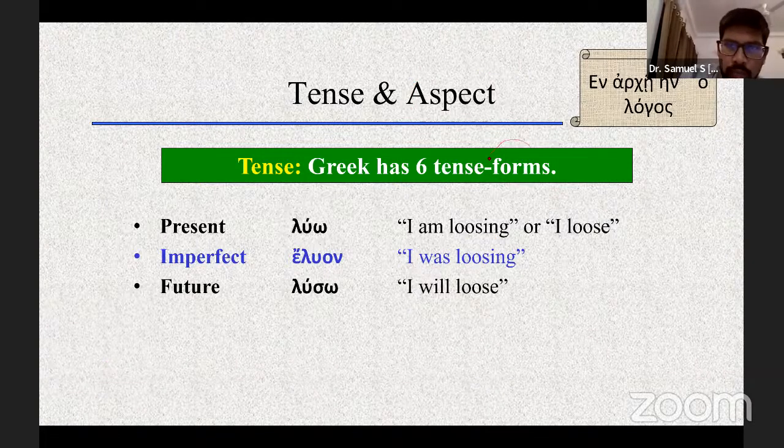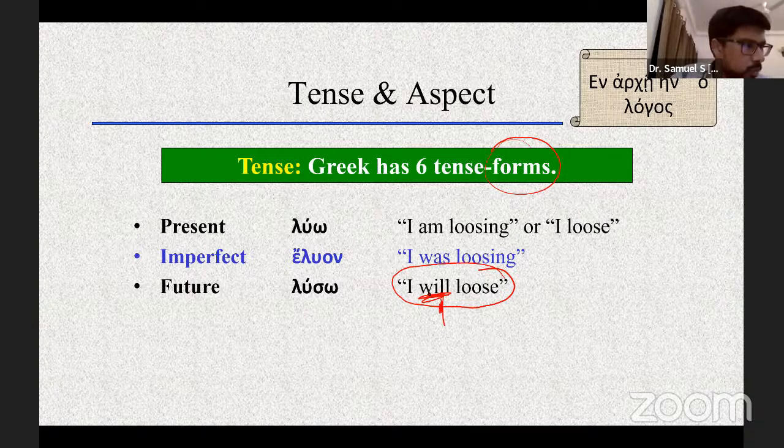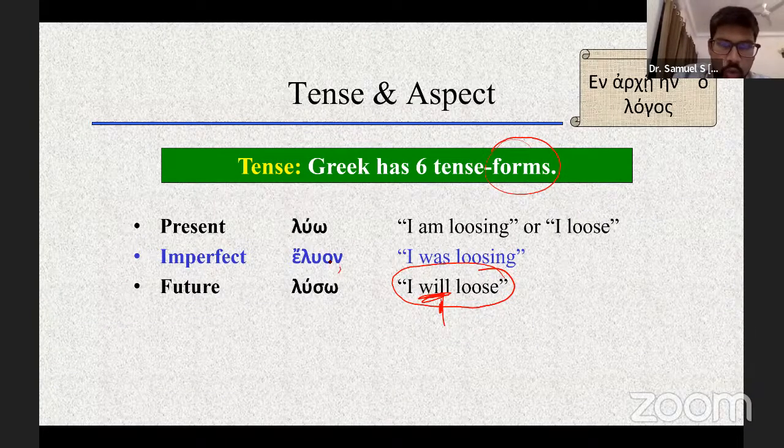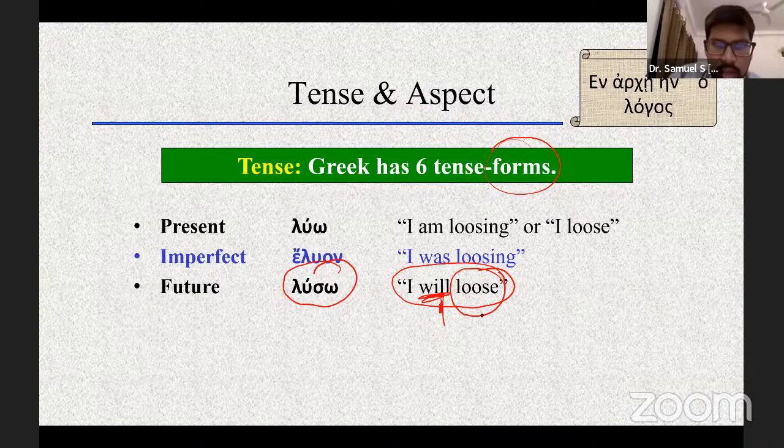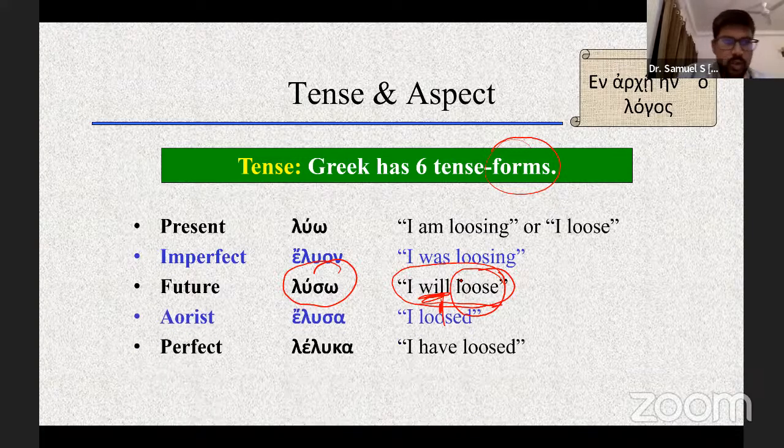Future tense form communicates the aspect, I will lose. Again, you may say there is will here. Isn't this future time? Yeah, it's future time, but that's not the main thing it's communicating. Luso is communicating the fact that I will lose.